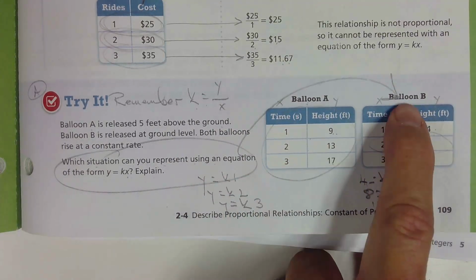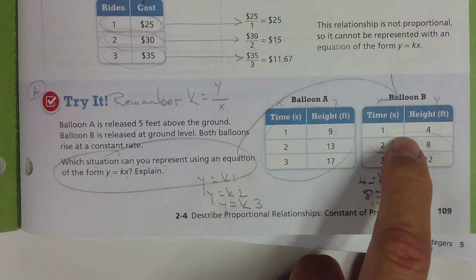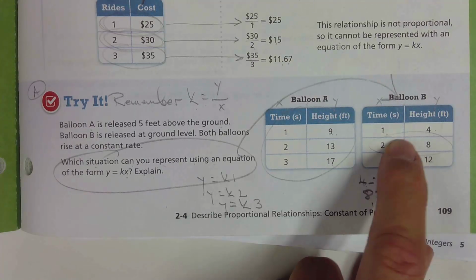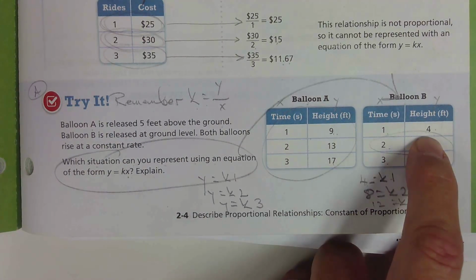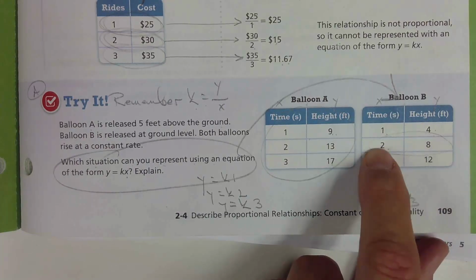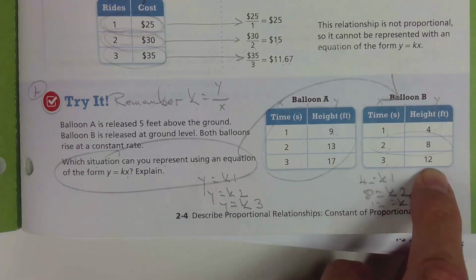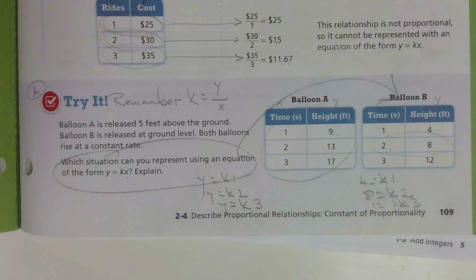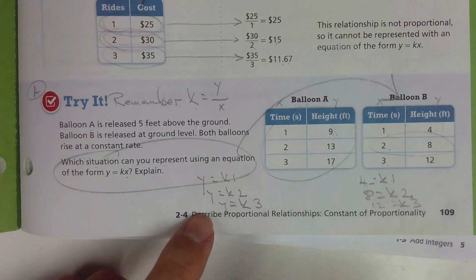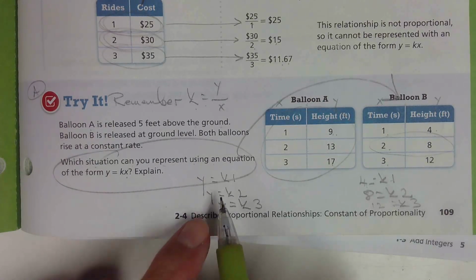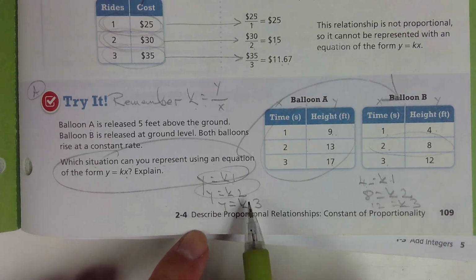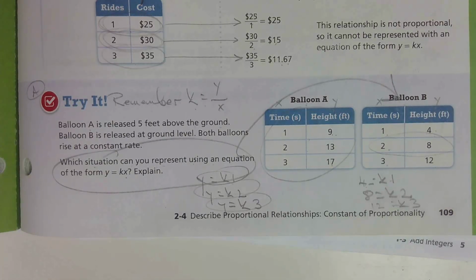Balloon B, what altitude or what height did they release that one? It was at ground level. So in 1 second, it went up 4 feet. In 2 seconds, 8 feet. 3 seconds, 12 feet. Okay? So it's going up at a constant rate of 4 feet per second. So you could write y equals k1, y equals k2, y equals k3.